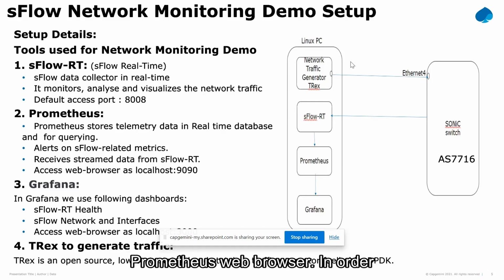In order to use the Grafana dashboard, we need to access the web browser of Grafana by giving the localhost IP address where Grafana is installed and running and the default port 3000, so that we can use the different types of existing dashboards in Grafana.